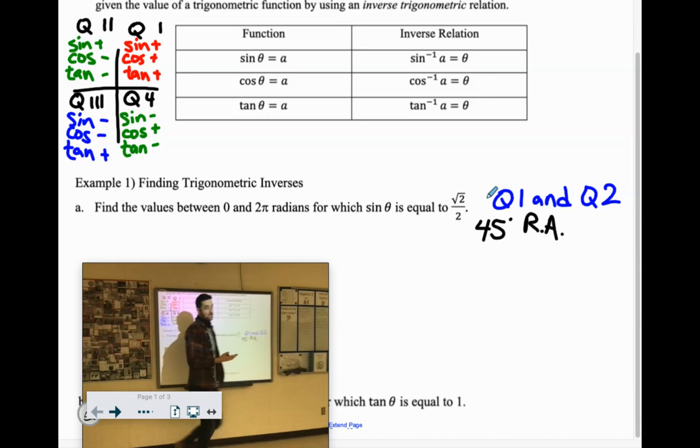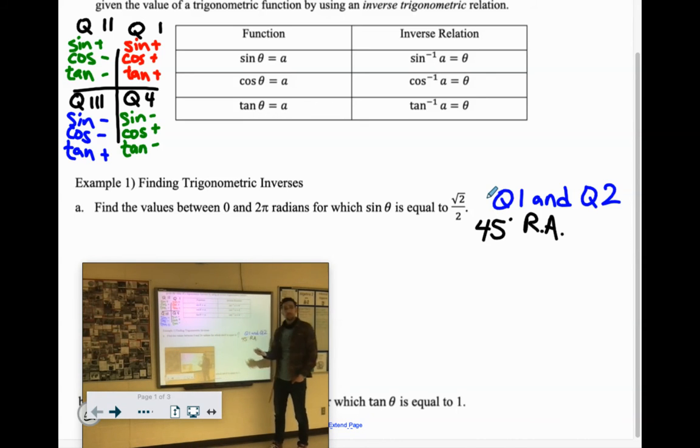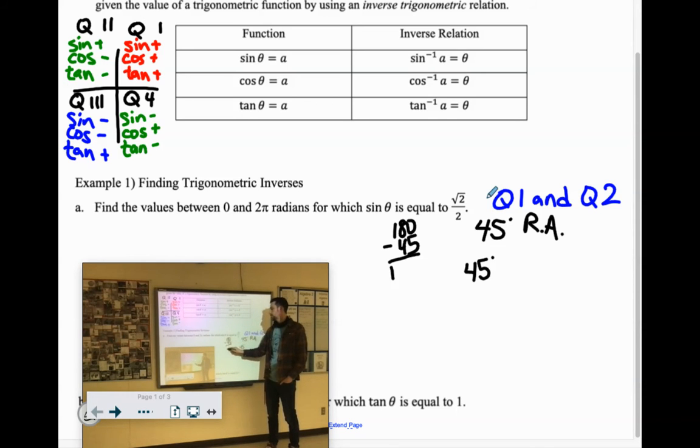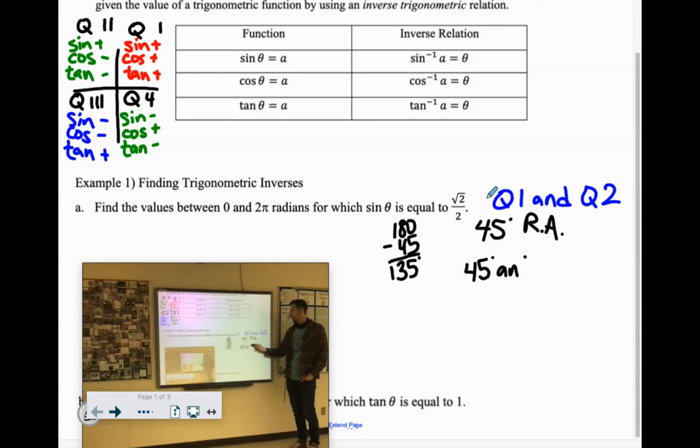Finding that in quadrant 1 is very easy because whatever your angle is, that's your reference angle. So quadrant 1 will be 45 degrees. But for quadrant 2, remember your reference angle is 180 minus our angle. So we can just do 180 minus 45, which is 135 degrees. So we'll say 45 degrees and 135 degrees.